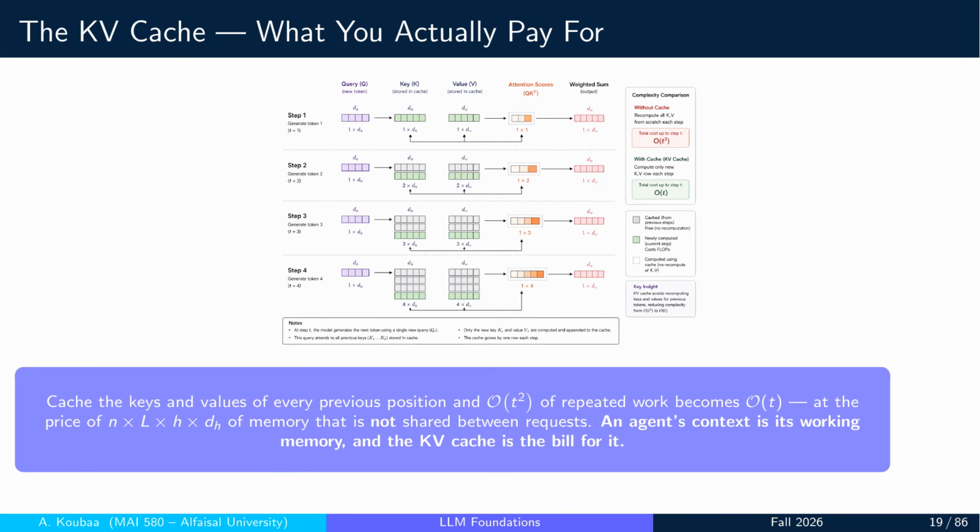The tempting answer is that the query changes and the others do not, and that's not quite right. At every step, we compute a fresh Q, a fresh K, and a fresh V for the new token. All 3 are new. The real reason is about who needs what later.